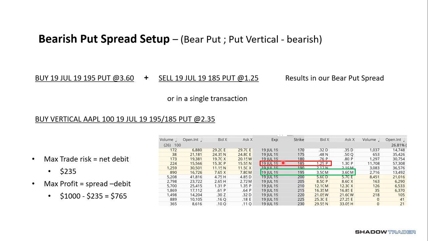Here's what it looks like on the chain. I'm buying the 195 and I'm selling the 185, and I'm looking for the equity to go down in price. So my trade risk maximum is the debit of $2.35. My profit is the $10 spread, $1,000, minus the $2.35 debit. I can make $765.